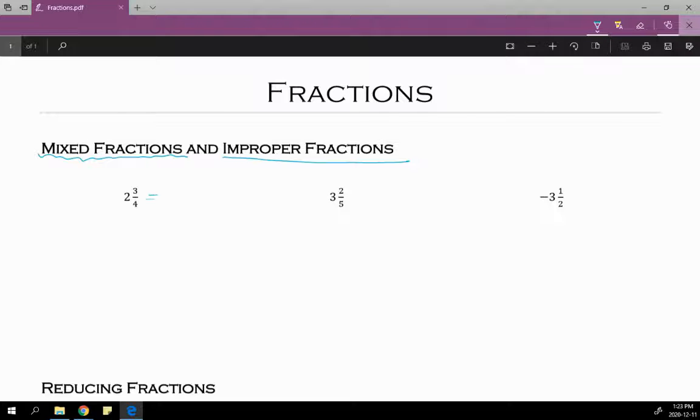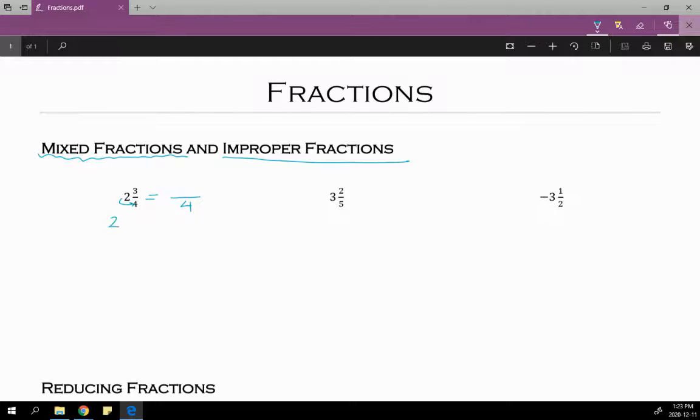So first of all, whatever your denominator is for your mixed fraction, that's going to be your denominator for your improper fraction. And now we just want to know how many fourths we have. So what you want to do is multiply your whole number by your denominator. So 2 times 4 is 8. So we have 8 fourths in this 2 wholes. And then you want to add this number in your numerator.